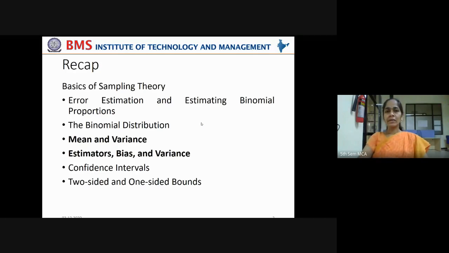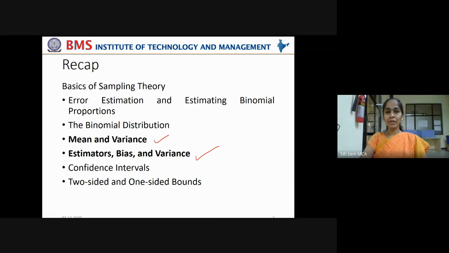Okay, in the last classes on the basics of sampling theory, we have handled concepts on error estimation and estimating the binomial proportion. While estimating the true error and the sample error, we saw how they tend to follow the binomial distribution, and with the help of the binomial distribution, how we can find the probability of the true error when given the sample error. And we have also discussed in detail mean and variance: how the mean, that is the expected value of a random variable, and the variance will impact the true error, the sample error, and the estimated bias.